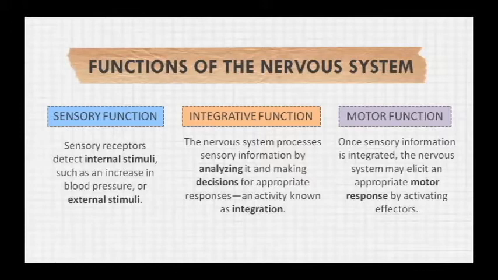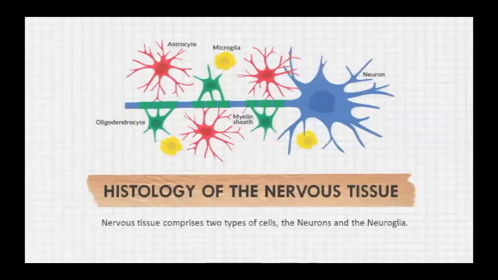So now we will proceed to the histology of the nervous tissue. If you will see this picture, you will observe there is a neuron, which is the large blue one, and there are a lot more smaller cells or neural cells around the neuron. And these smaller cells are called neuroglia or glial cells, or some call them neuroglial cells. But as well, it is all the same, because neuroglia, glial, or neuroglial, it's all the same.